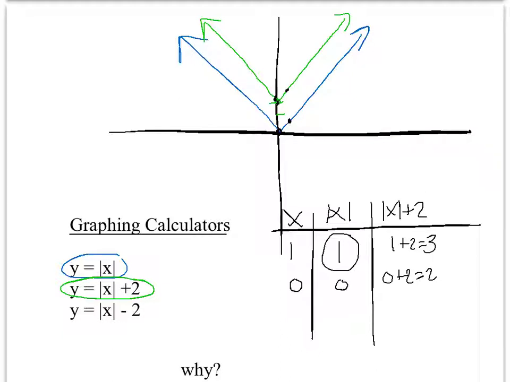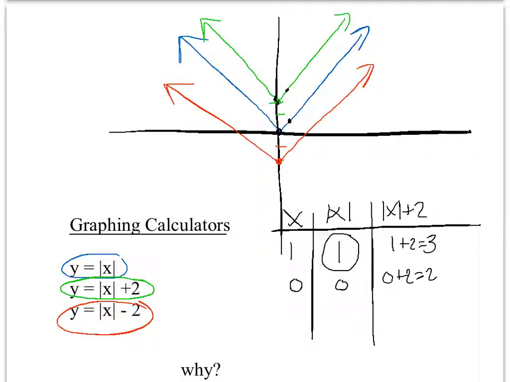So every y value that you would have gotten when you were looking at the absolute value is the same there, but then plus 2. So every point is up 2. If I did the other one, where I had the absolute value of x minus 2, every y value is 2 less, and so it would look something like this.